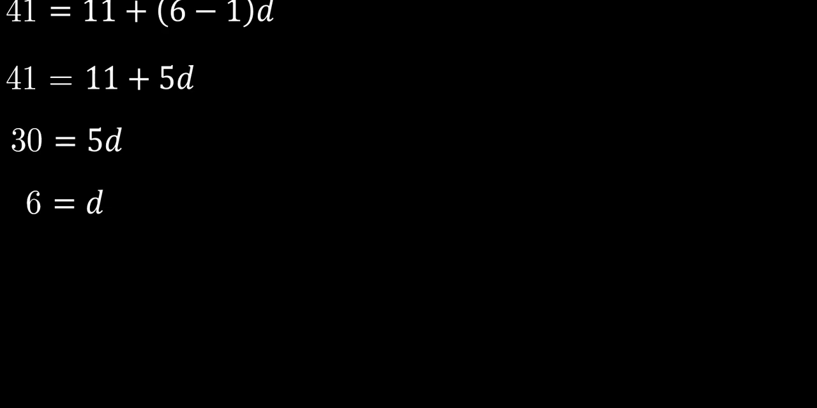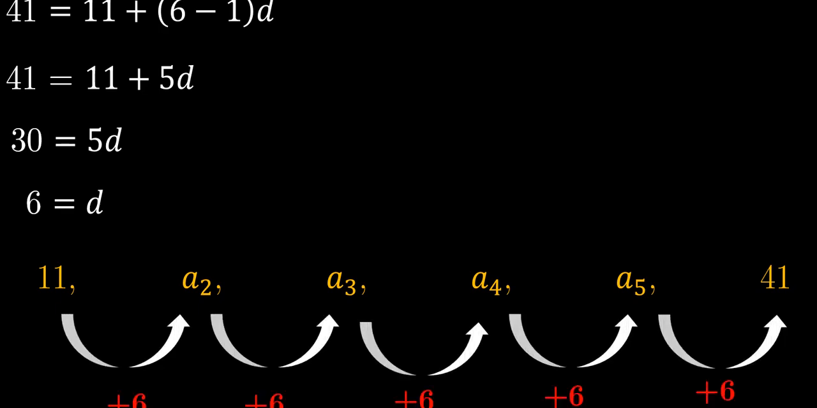So meaning from 11, we will just add 6 so that we will get our a sub 2. We'll add 6 again to get a sub 3, add 6 again to get a sub 4, add 6 again to get a sub 5, and add 6 again to get a sub 6, which is 41. That is 11 plus 6, 17, plus 6, 23, plus 6, 29, plus 6, 35, plus 6, 41. So here's the thing. In 35 plus 6, that confirms our sequence. It's like the last addition of 6 here. That confirms that our work is correct.